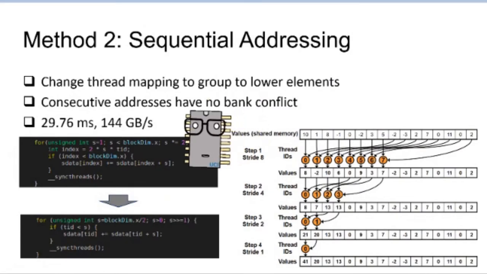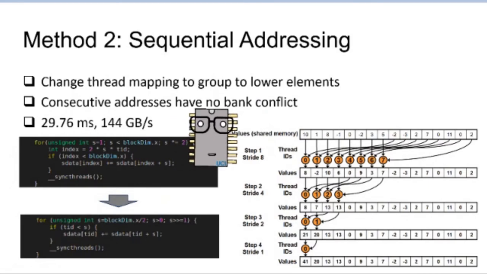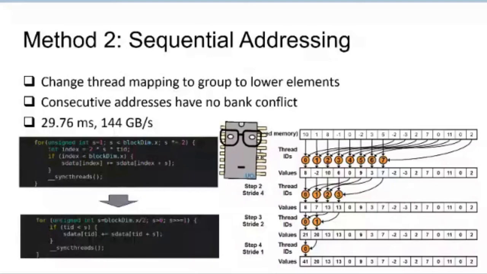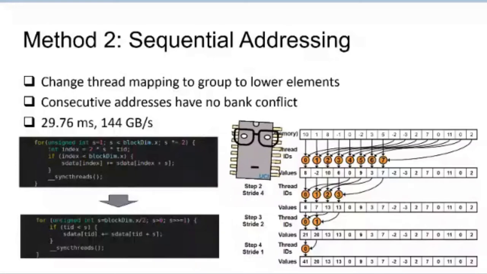The performance of this results in a bit less than 30 milliseconds, a memory bandwidth of 144 gigabytes per second. Slightly better, but still a long way to go. So far we fixed the branch divergence issues, and we fixed the shared memory conflict issues.